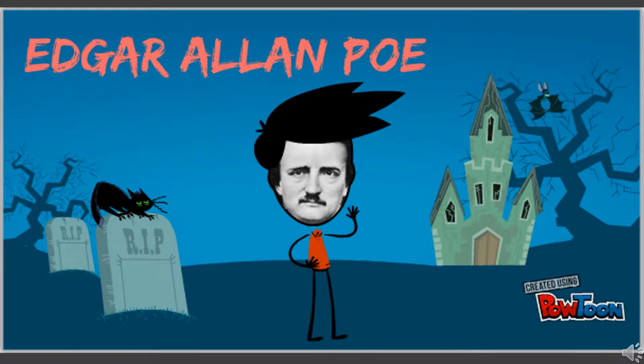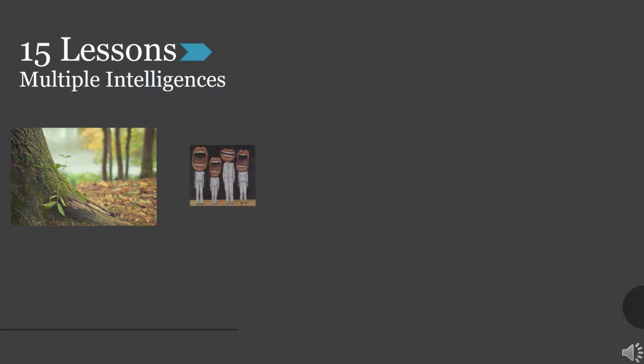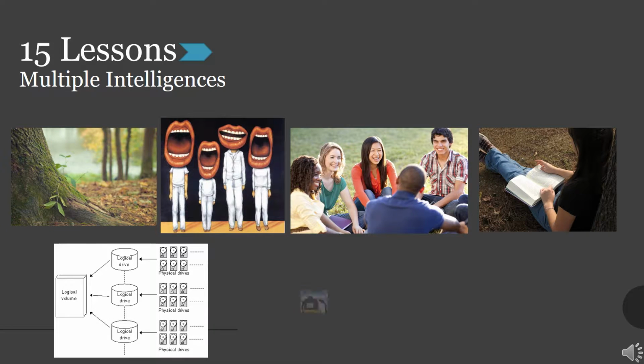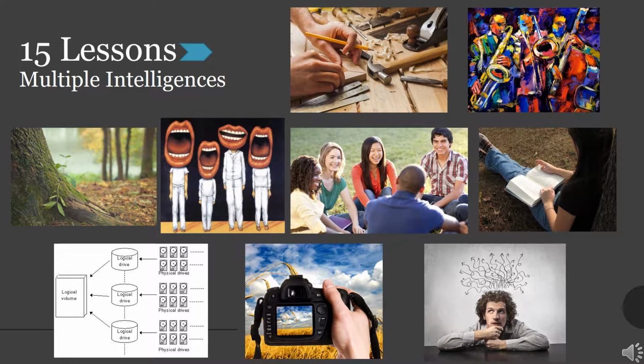The unit I created revolves around the life and works of Edgar Allan Poe, also known as the father of the detective story. This 10th grade English unit will be taught through 15 lessons which cater to Howard Gardner's theory of multiple intelligences. They are naturalist, verbal, interpersonal, intrapersonal, logical mathematical, visual spatial, existential, kinesthetic, and musical.